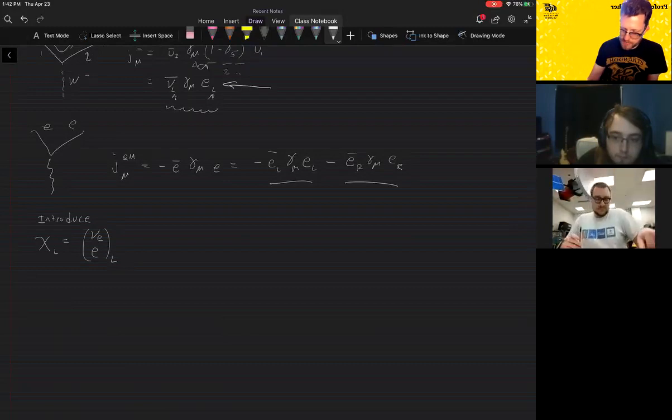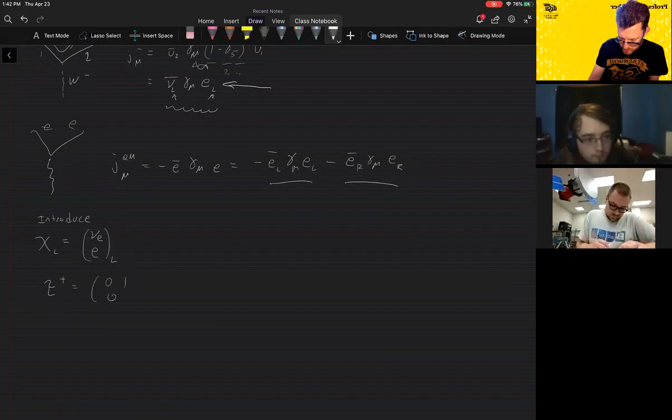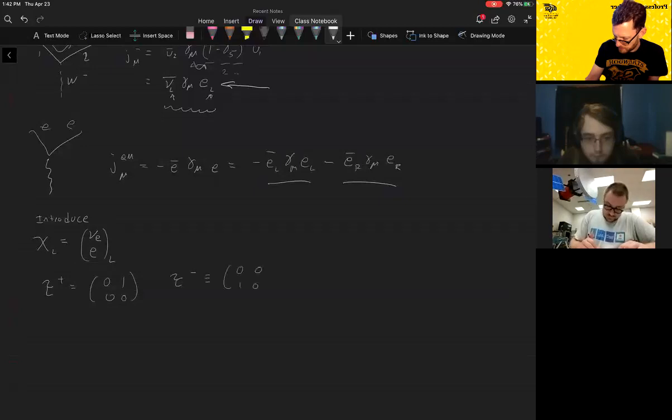And I'm going to define two matrices here. I'm going to define one that's called tau plus, that looks like this, 0, 1, 0, 0. And I'm going to define another one called tau minus, that's just going to be defined like this. Okay.